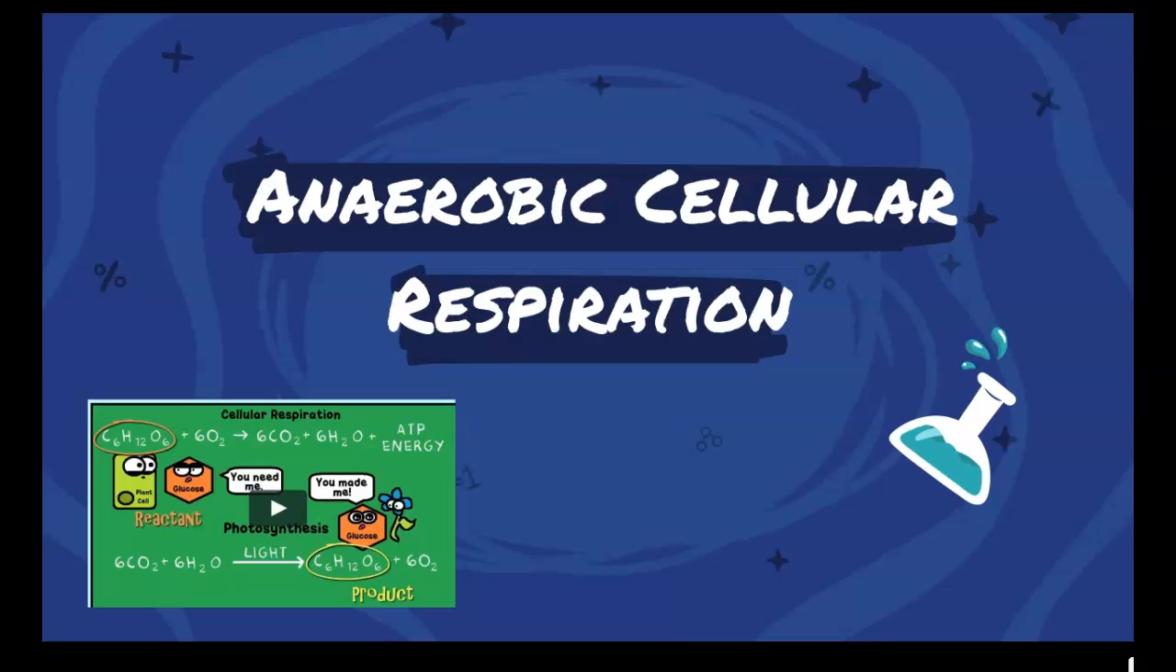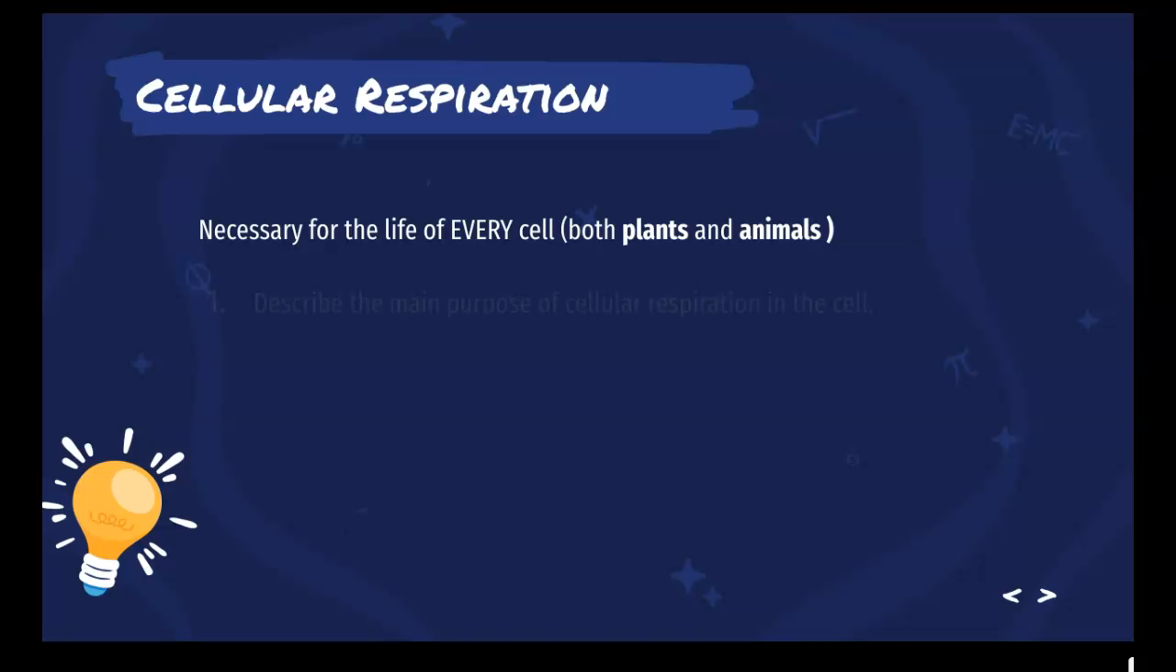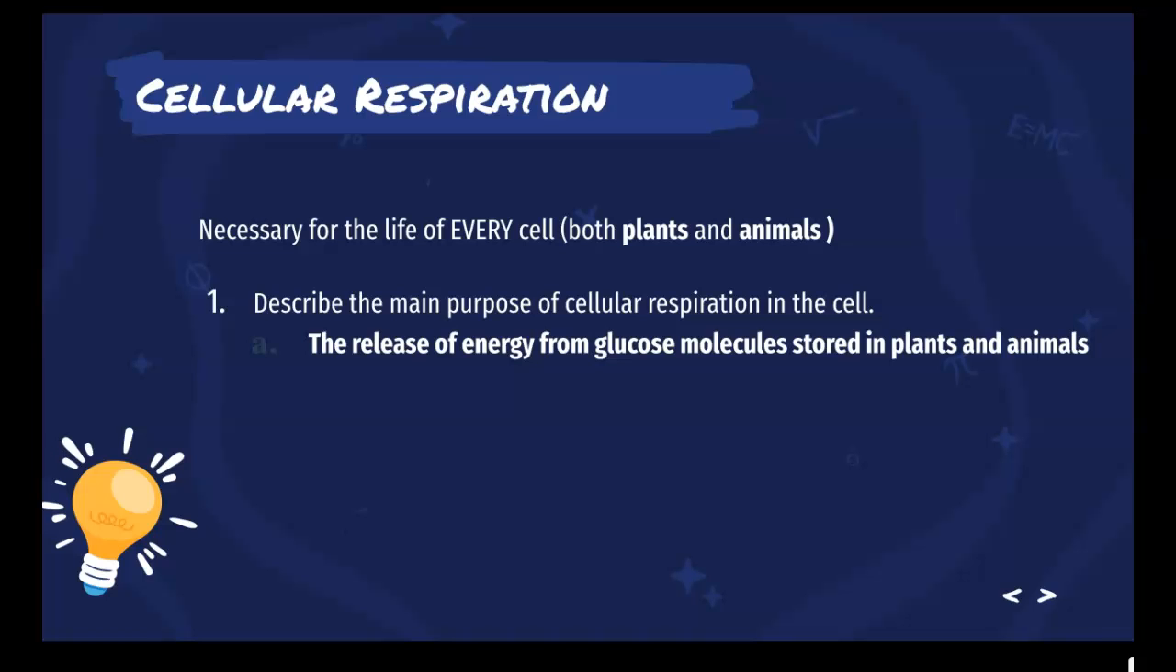Hello. In this video, we're going to be talking about what happens when we have to do cellular respiration without any oxygen, which is called anaerobic cellular respiration. Before we do that, I wanted to briefly review regular cellular respiration and its purpose. It is necessary for every cell to be able to do, both plants and animals. We need to be able to take glucose and break it down into ATP, because ATP is the energy that our cells use. Plants can create that glucose, but they still need to be able to break it down. Animals eat the glucose and we have to break it down in our cells into ATP.